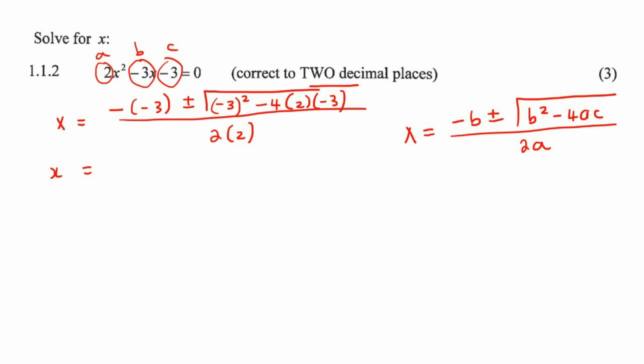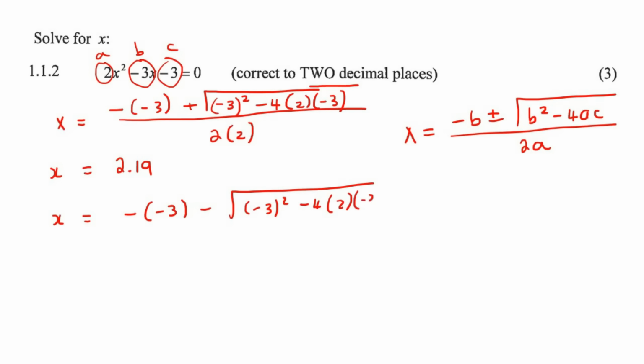Oh, sorry, for the plus and minus, obviously you need to choose one, so maybe we'll choose a plus for the first one. And so for the first answer, we should get 2.19. And then for the other one, we're just going to do exactly the same thing, obviously, but now we're going to put a negative in the front. But everything else stays the same.